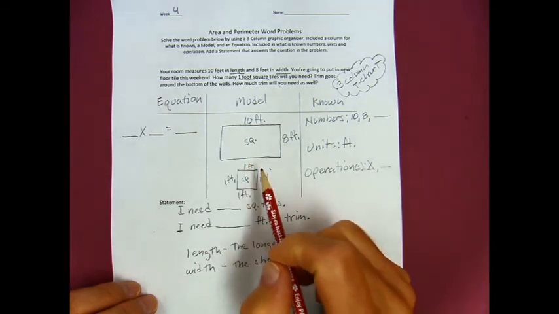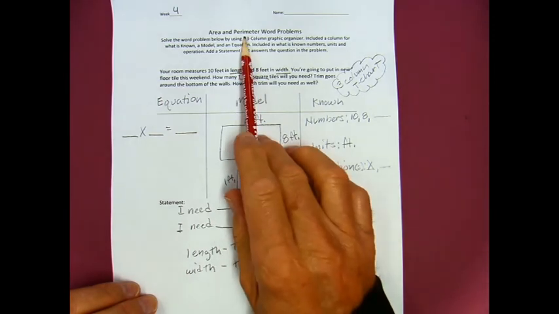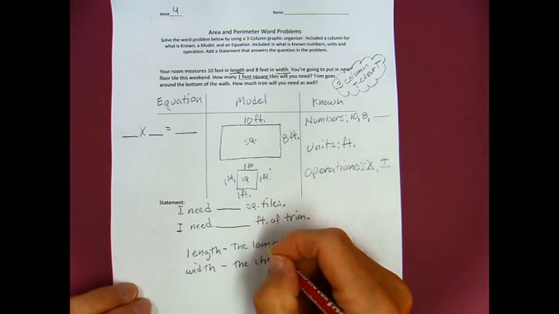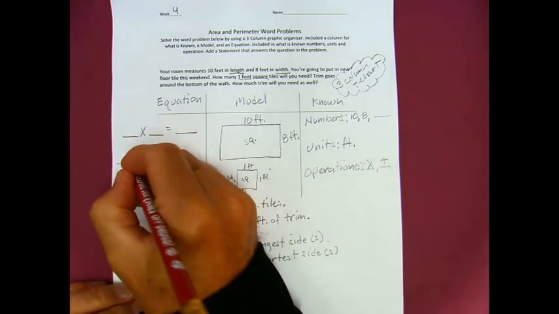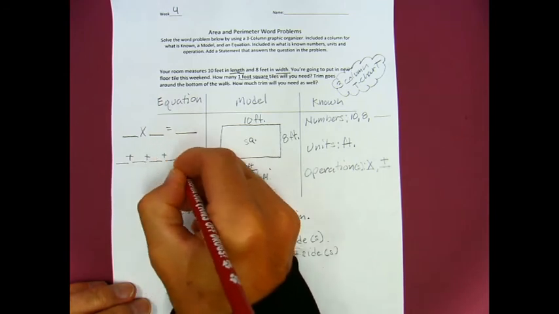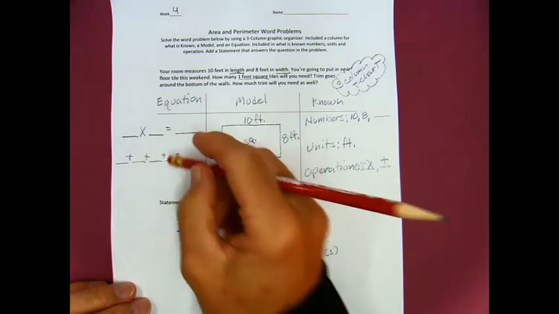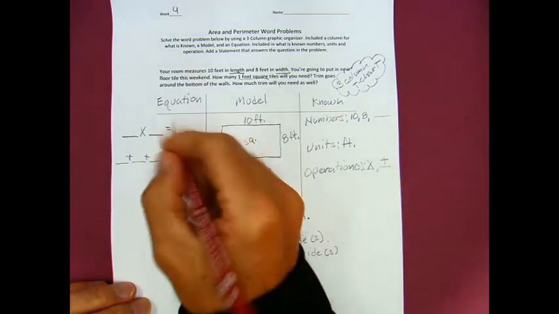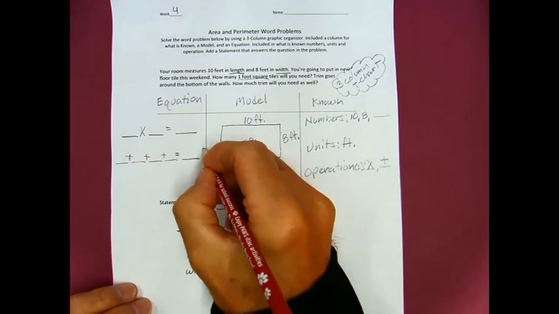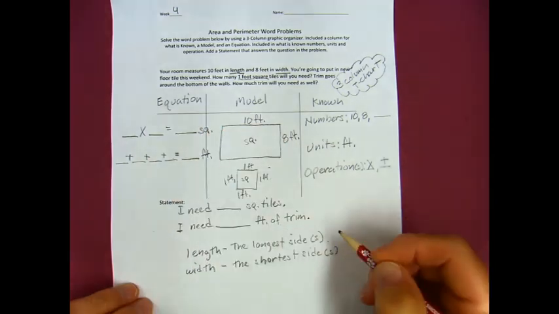Now, I know the operation for perimeter. Addition is the operation for perimeter. And I know I have 4 sides, and that I'm going to have to add all 4 sides together. 1, 2, 3, 4. This is going to be an equal sign to get the length of my perimeter. And I know that's going to be in feet. And this is going to be in squares, right?